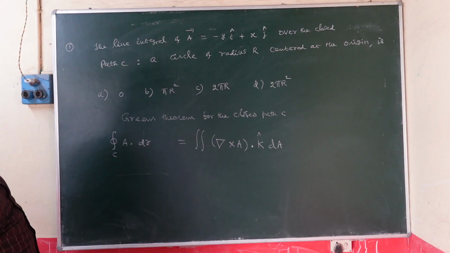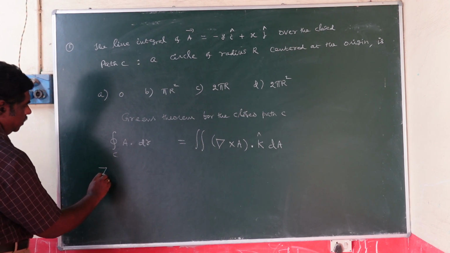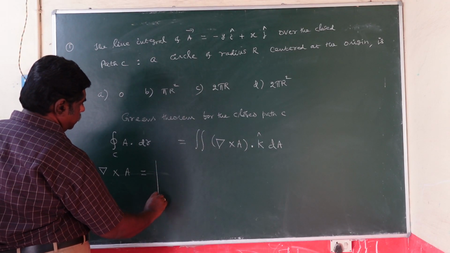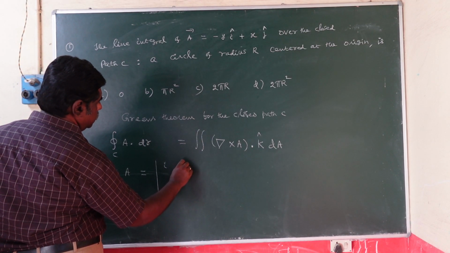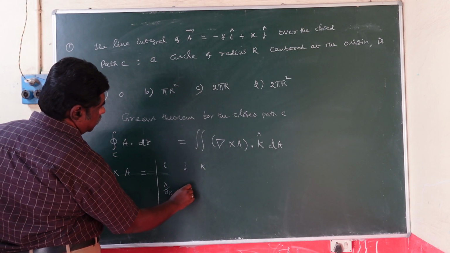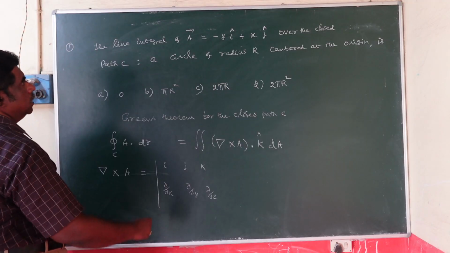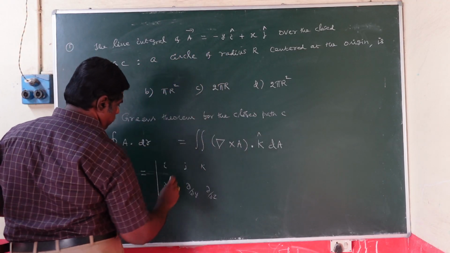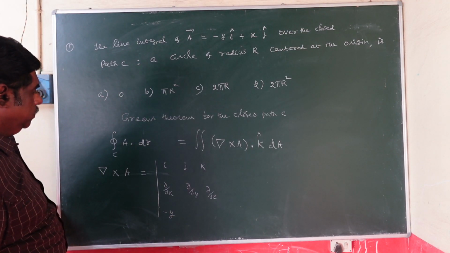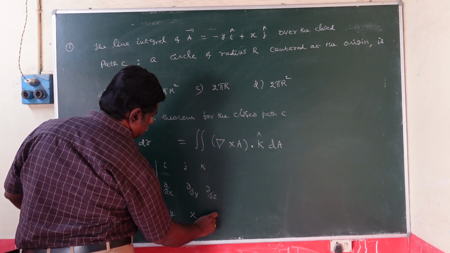The vector A is given to you, so take the curl of A. Curl A, del cross A, equal to the determinant with i, j, k; dou by dou x, dou by dou y, dou by dou z. Then here we have to put minus y. Then the j component is x, k component is 0.